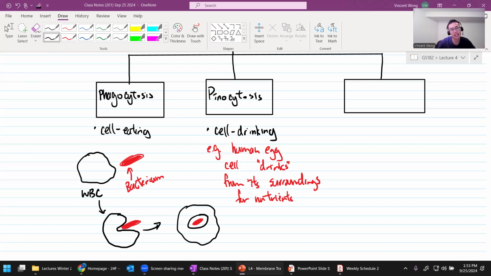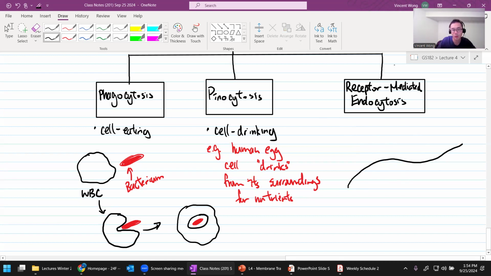Okay. And finally, the last kind, it is called receptor mediated endocytosis. Okay, receptor mediated endocytosis. I mean, I don't have a special name for it. I'll just draw it out for you. It will be easier to understand.